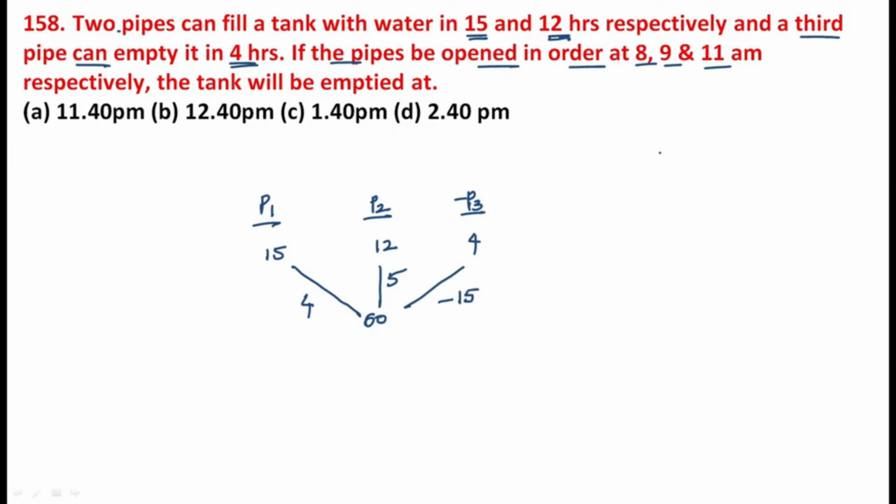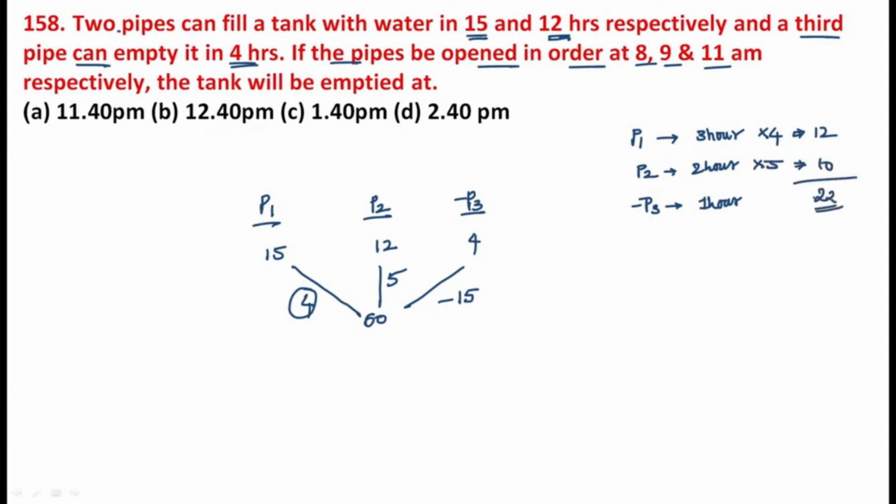Now the question. The first pipe P1 starts at 8 o'clock, pipe 2 starts at 9 o'clock, and pipe 3 starts at 11 o'clock. It means from 8 to 11, P1 works for 3 hours and P2 works for 2 hours, and pipe 3, the empty pipe, works for only 1 hour. Now just go for the information. P1 delivers 4 units per hour. They work for 3 hours, they deliver 12 units. And P2 delivers 5 units per hour, works for 2 hours, delivers 10 units.